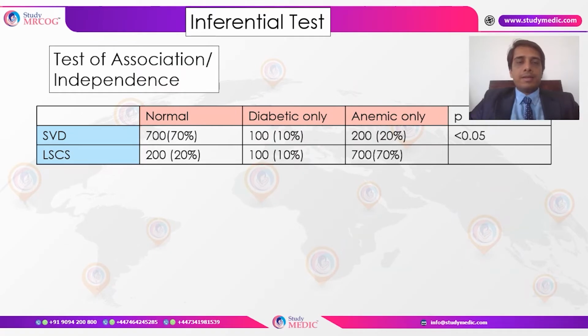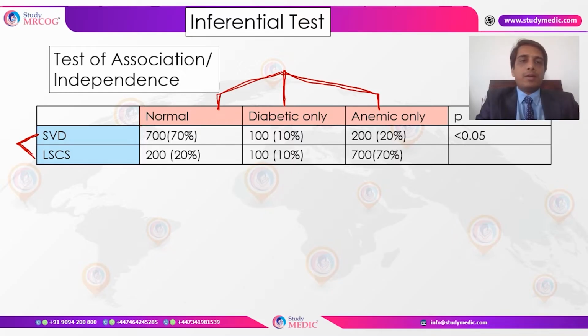Now look at another example here. Here the type of operation, that is the type of delivery, is one group, whether it is spontaneous vaginal delivery or LSCS. Now the women, whether they are normal pregnant women, whether these women are diabetic, and let us say whether these women are anemic, etc. This type of disease or risk present in women is another categorical group. So we have got two categorical groups here, right?